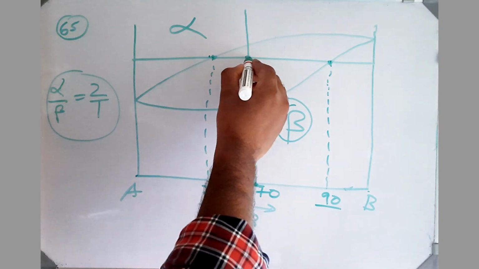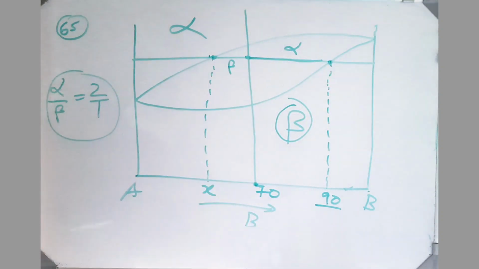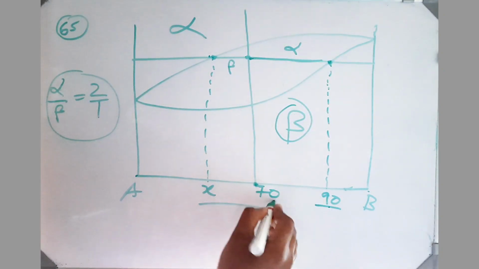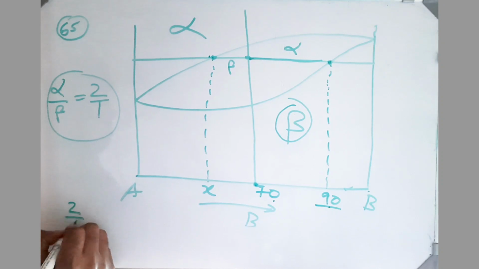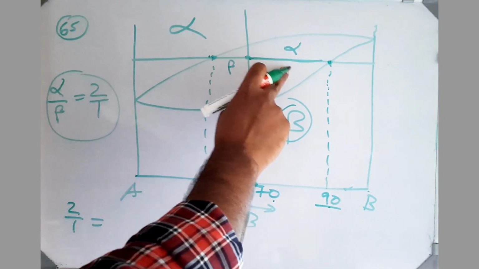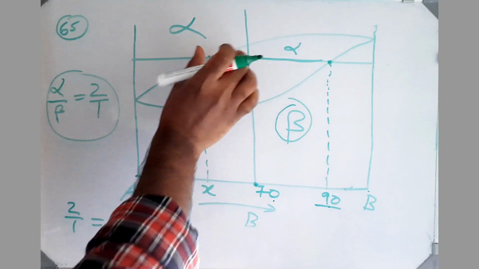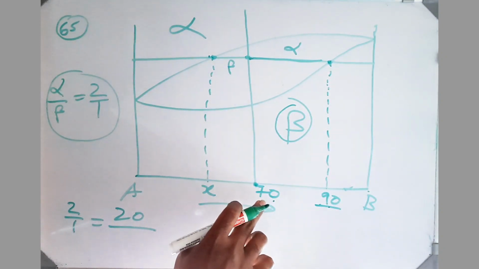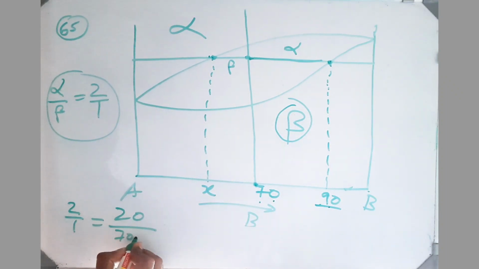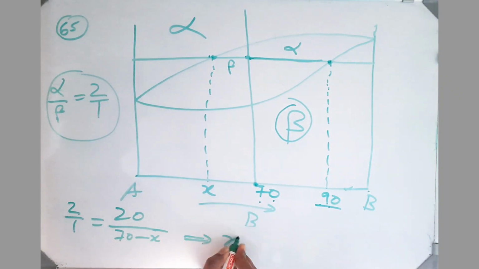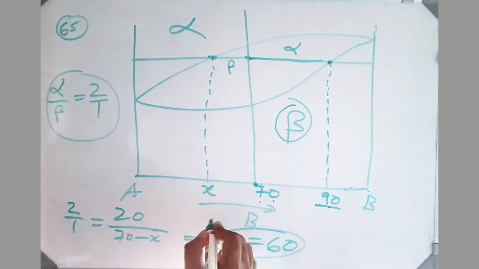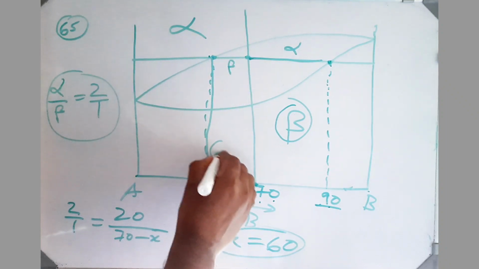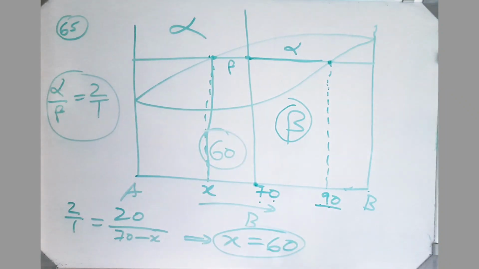Here we are going to use the lever rule. This is for alpha, this is for beta. Given alpha by beta is 2 by 1. Alpha is this, 90 minus 70. So 2 by 1 is equals to, alpha is this, right? So this phase represented by this length and this phase represented by this length. So 90 minus 70, 20 divided by beta is nothing but 70 minus x. So by solving we get x is equals to 60. So equilibrium composition of alpha is 60 weight percentage of B.